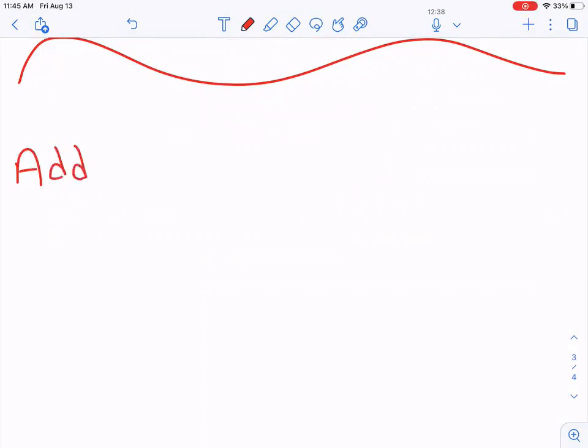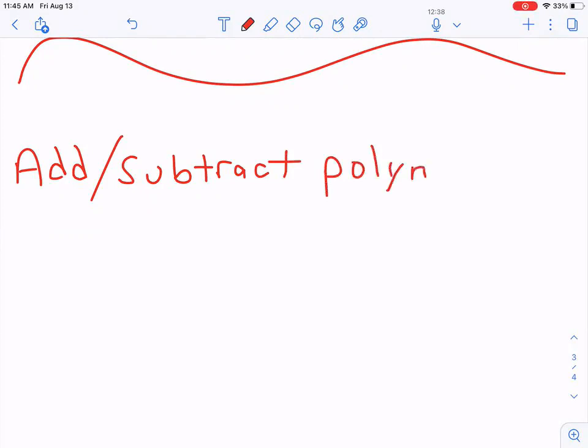I'm going to add, subtract polynomials. Polynomial is kind of a weird, long word, P-O-L-Y-N-O-M-I-A-L-S. All right, so while you're writing that down, polynomial is just a fancy word for exactly what you've already been doing. So don't worry about what that means.